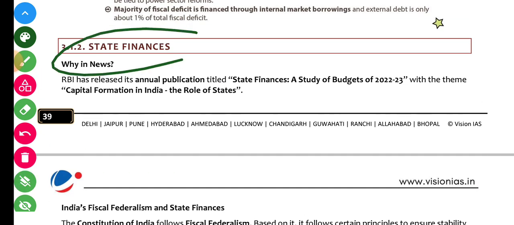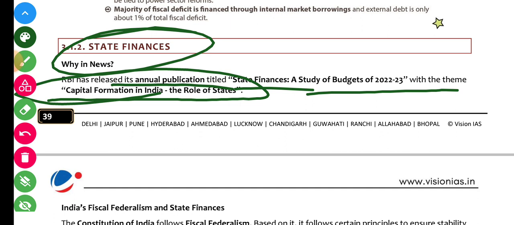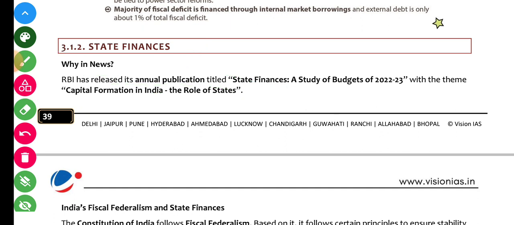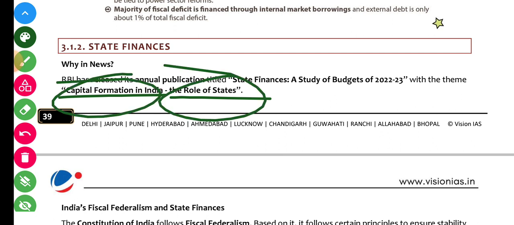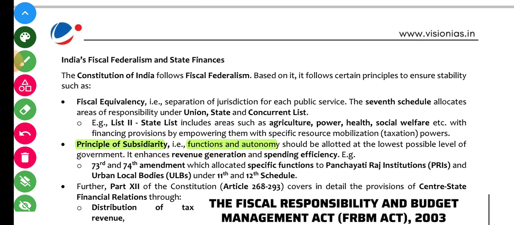Next is state finances. RBI has released its annual publication titled State Finances, a study of budgets of 2023 with the theme of capital formation in the role of the state. So you can remember this theme, that capital formation in India, the role of state. Remember easily, capital formation with the role of state. If the capital formation increased, state finance is also increased. Okay, so this can be remembered very easily.